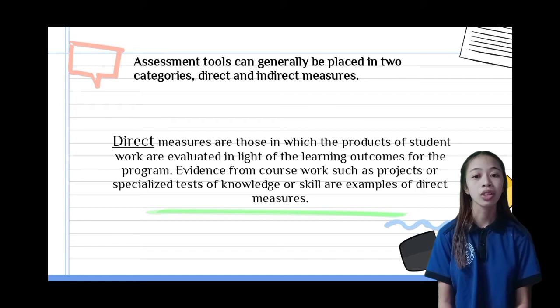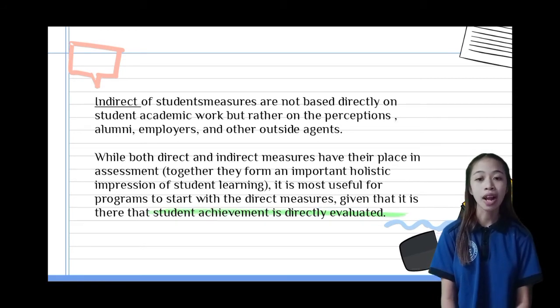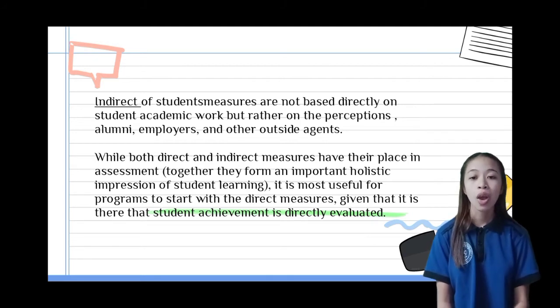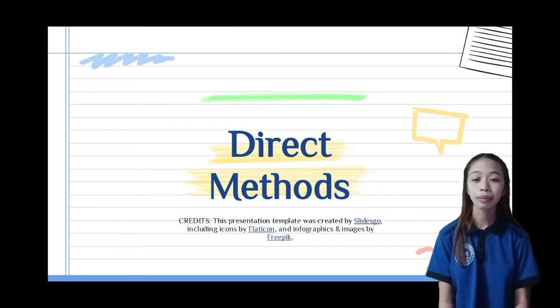Evidence from courses, such as projects or specialized tests of knowledge or skills, are examples of direct measures. And when we say indirect measures, these are not based directly on students' academic work, but rather on the perceptions of alumni, employers, and other outside agents. While both direct and indirect measures have their place in assessment, together they form a holistic impression of student learning. It is most useful for programs to start with the direct measures, given that it is there that student achievement is directly evaluated.